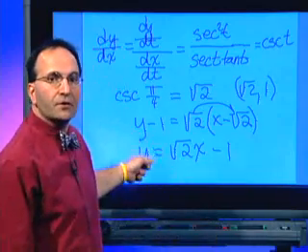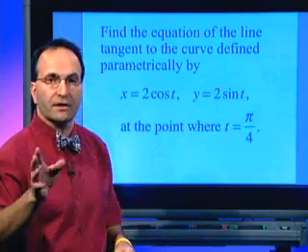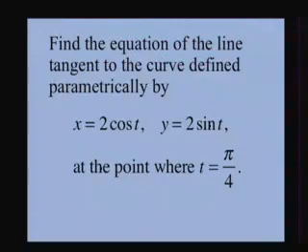Well, now it's time for you to try a problem. So I'm going to give you a problem that involves parametric equations as well. Find the equation of the line tangent to the curve defined parametrically by x equals 2 cosine t, y equals 2 sine t, at the point where t is equal to pi over 4. Pause the video while you work on this problem, and when you're finished, restart the video to check your solution.